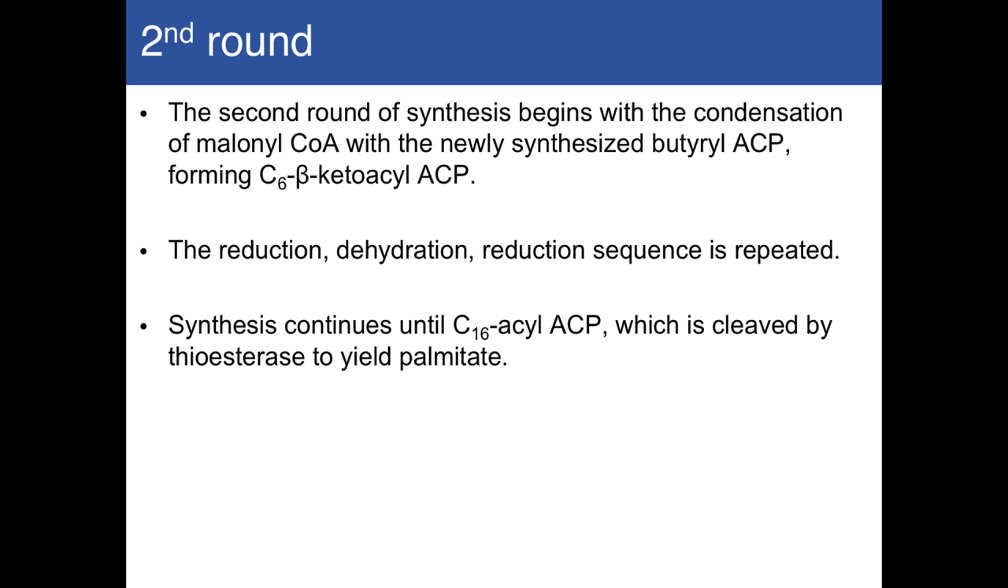So this is the second round, right? Now we're in the repetitive stage. We're adding more and more of these on all the way up to C16, until we end up with that C16 acyl ACP. This is the second, third, fourth, fifth round. We're just going to keep adding the same thing over and over to that molecule. It's this reduction, dehydration, reduction sequence that we just keep doing over and over.